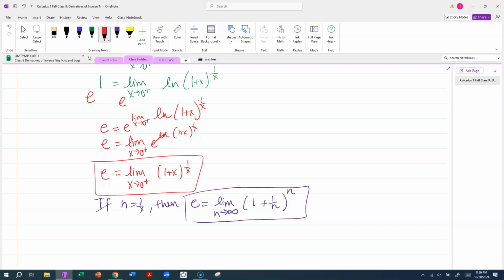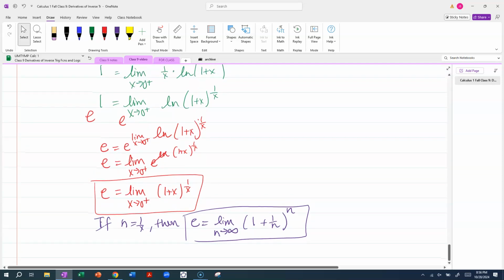So there you go. We have 2 more ways to understand e, and it made use of the logarithmic derivatives that we already know. Okay, so there you go. We have finished our section on derivatives of logarithmic and inverse trig functions.